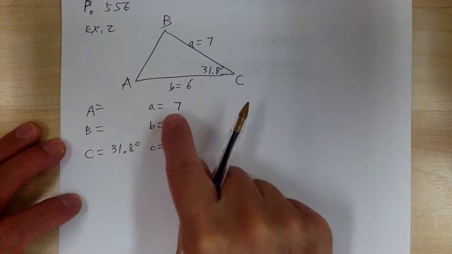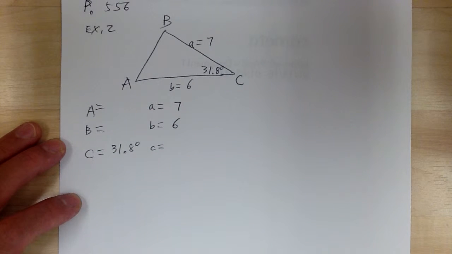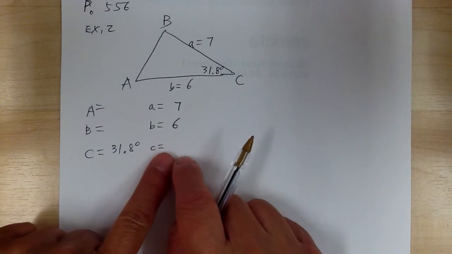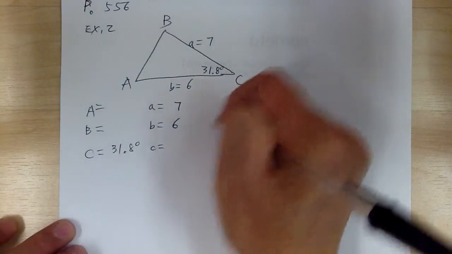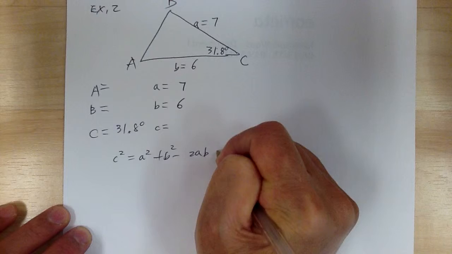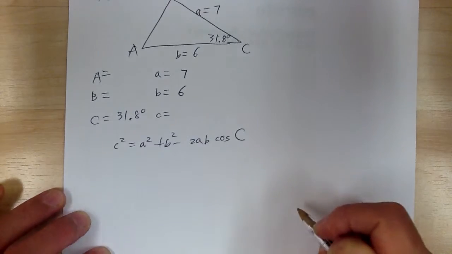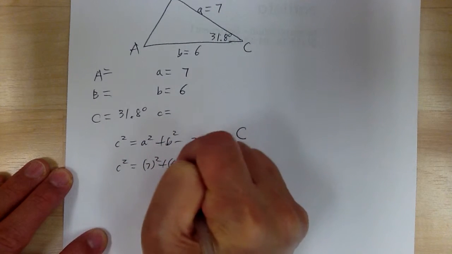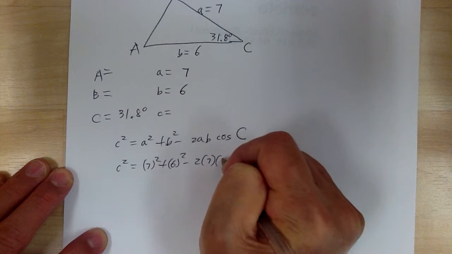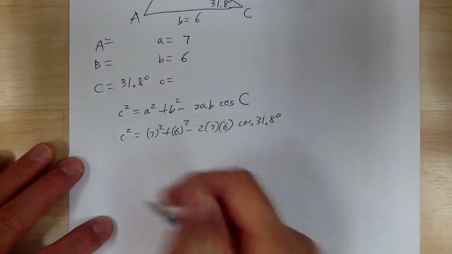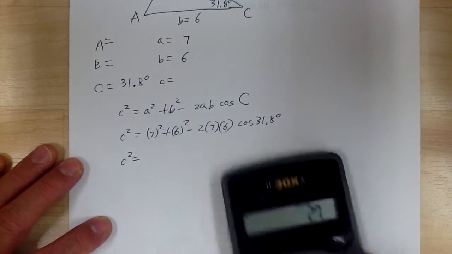Notice all 3 letters are different. That means you want to use the law of cosine, and I'm going to get the length c. So c squared equal to a squared plus b squared minus 2ab cosine of C. Let's put all the stuff in here. So 7 squared plus 6 squared minus 2ab cosine of 31.8 degrees. All you have to do is just work it out.